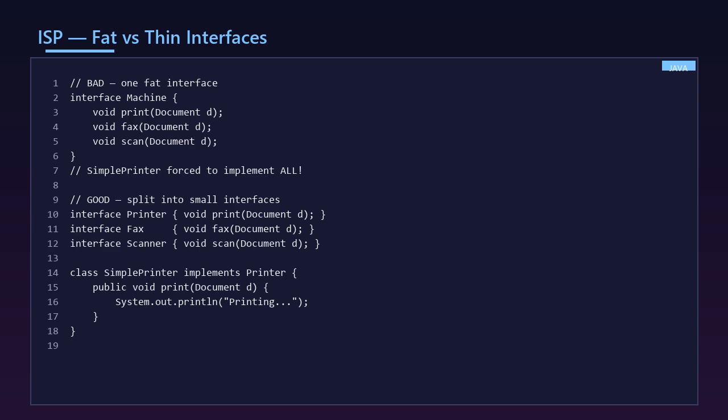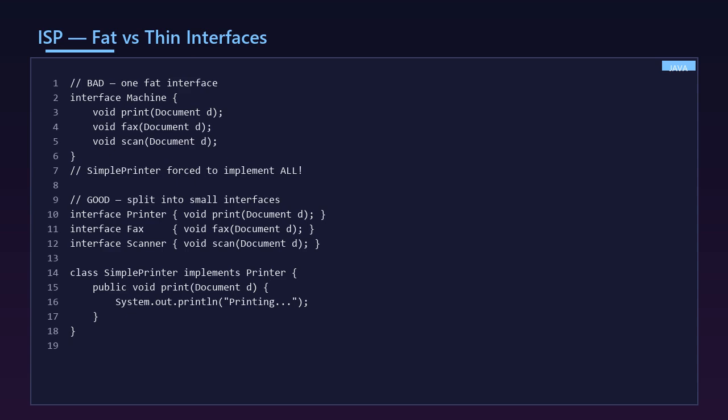Look at the bad example first. One interface, machine, forces every class to implement print, fax, and scan. But a simple printer doesn't fax or scan. It's forced to provide empty methods or throw exceptions. Now, the good version. 3 small interfaces: printer, fax, scanner. Simple printer only implements printer. If you have a multifunction device, it can implement all 3. Each class depends only on what it actually uses.